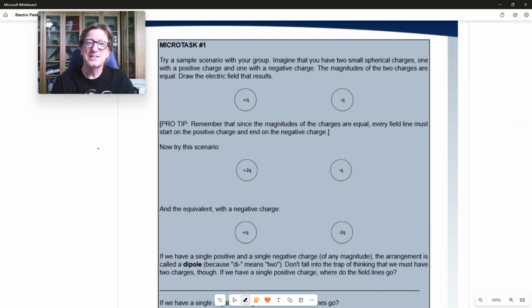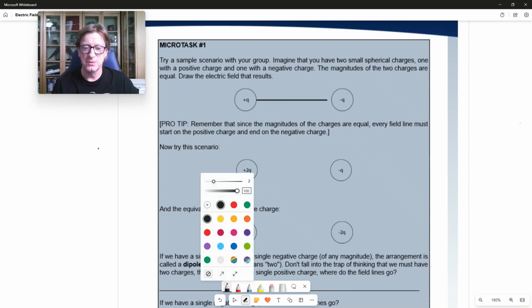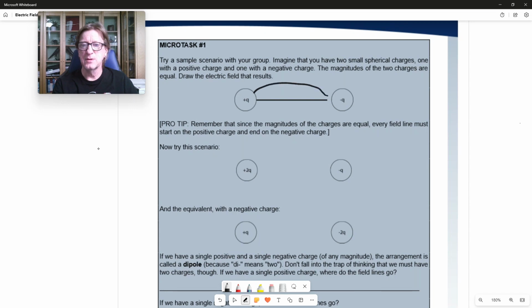Okay, so we've already talked about this one. We know how this one works. It's going to leave the positive charge and it's going to land on the negative charge. So the simplest line is going to be right here. I just want to freehand it. And then this one is going to go right here. Let's put an arrow on that. And so maybe I'll have something like this and something like this.